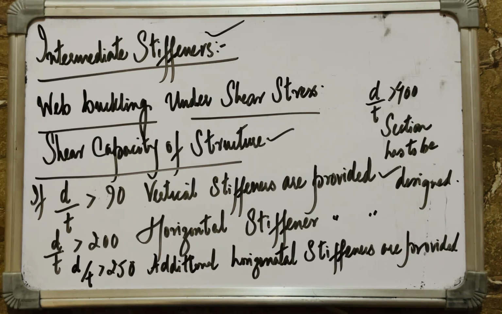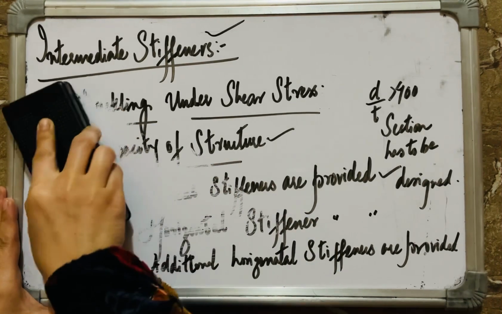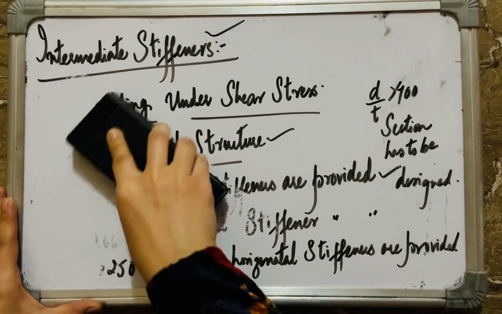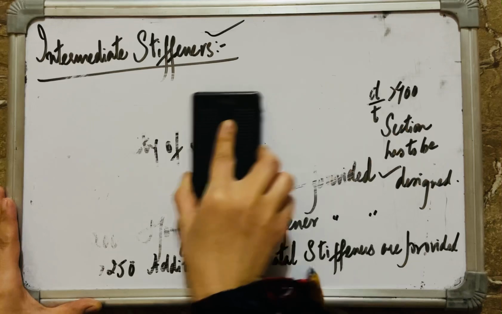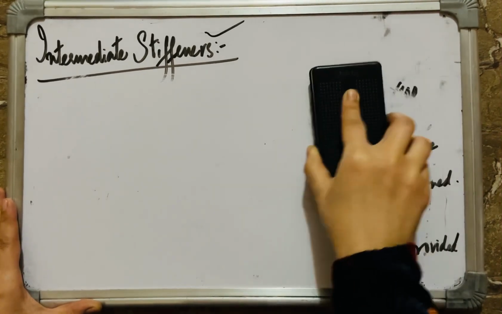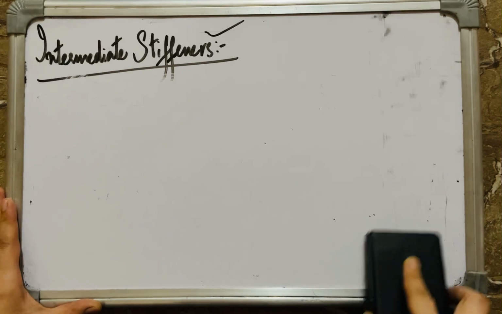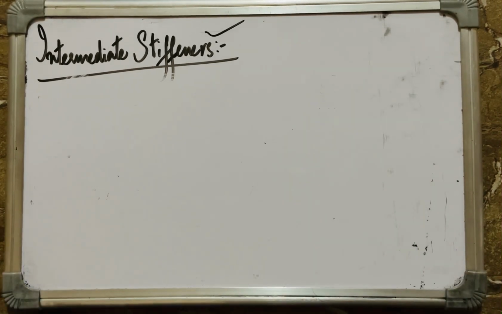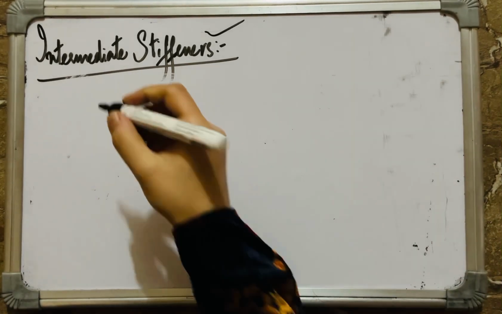And if it's greater than 90, we'll be providing the vertical stiffeners, and the vertical stiffeners in steel truss bridges are required to prevent the buckling under shear stress, and they also improve the overall shear capacity of the structure. They are especially provided in the areas which have high shear forces or concentrated loads. Now in this question, the first thing that we have to check, for deciding what type of stiffener we have to use, is wholly and solely dependent on the ratio D by T.